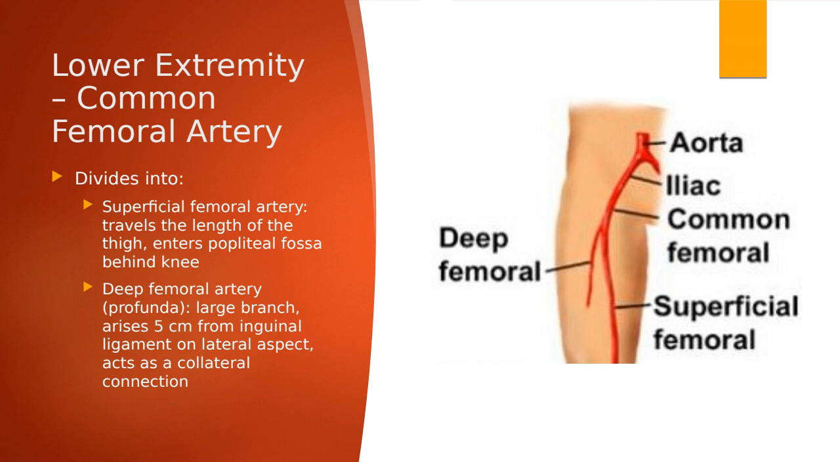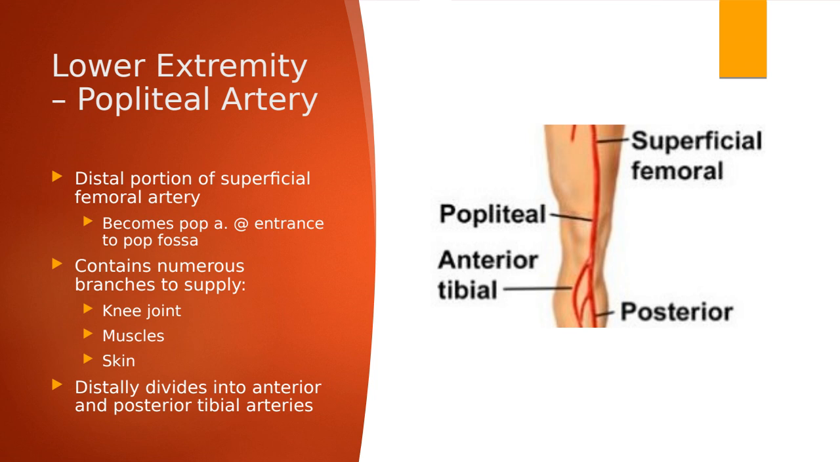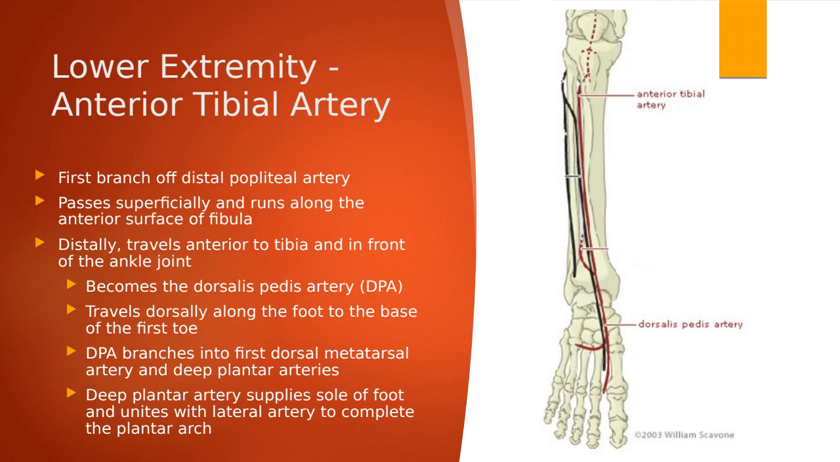Similar here, that femoral artery is going to then become our popliteal artery. It's going to travel all the way through that pop fossa. It's going to be supplying the knee, the joint, the skin. It is going to travel distally, and it will divide into anterior tibial arteries and posterior tibial arteries as well. And then our anterior tibial artery, just like our anterior tibial veins, is going to travel along that anterior aspect of the fibula, so the outer aspect of our calf. It will travel distally and then come around in front of the ankle joints.